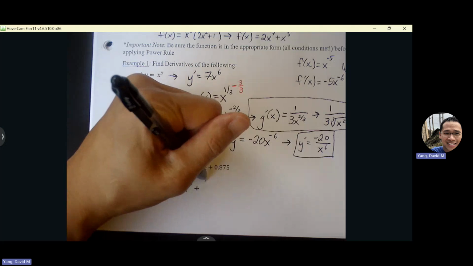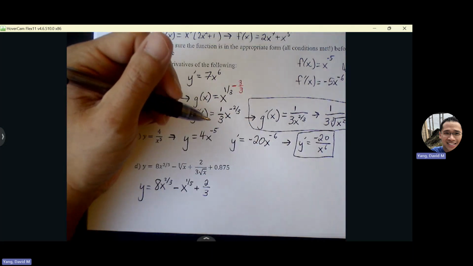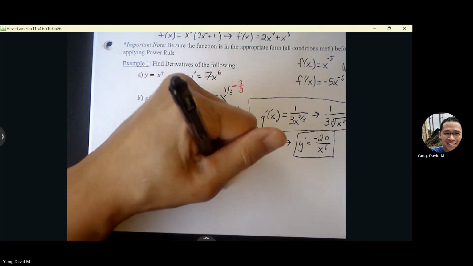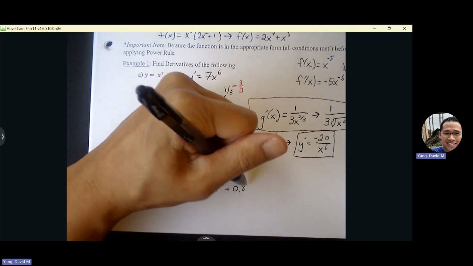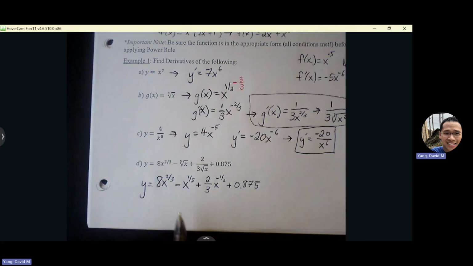So I'm going to do two things at once. I'm going to convert that radical to a rational, x to the 1/2, and I'm going to push that x up to the top, so x to the -1/2. And then the 0.875 is ready for power rule, so I'm going to leave it alone. So now everything is at the starting line. Everything is ready to go.